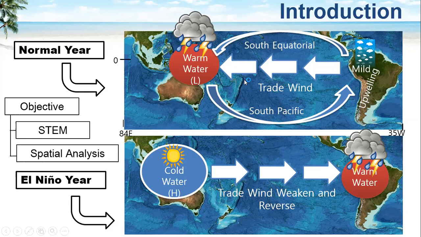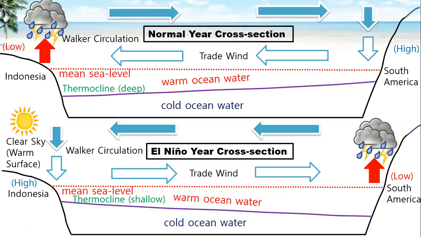Okay, this is the condition during a normal year, and this is the condition during El Nino. So we can see the differences between these two conditions, okay? And this slide will talk about the normal year cross section and the El Nino year cross section. As I mentioned earlier, the trade winds come from east to west during normal years, and circulate in the vertical line as Walker circulation. Here we can see the cross section during a normal year.